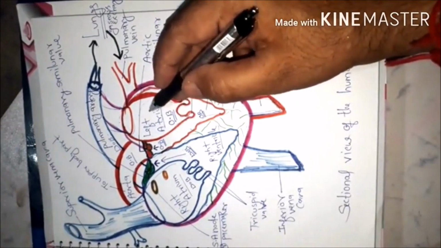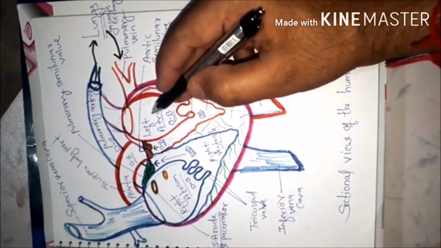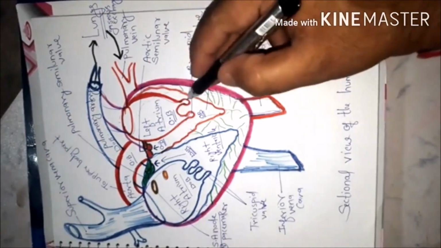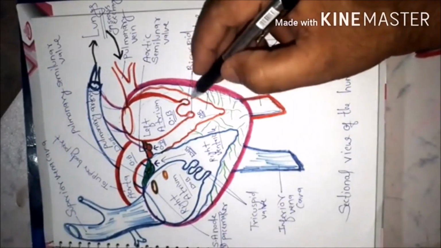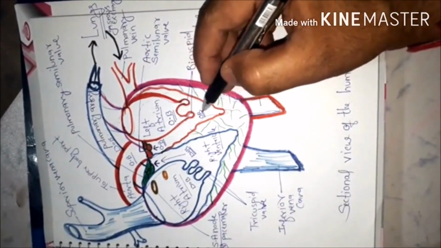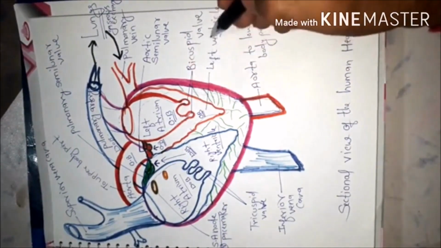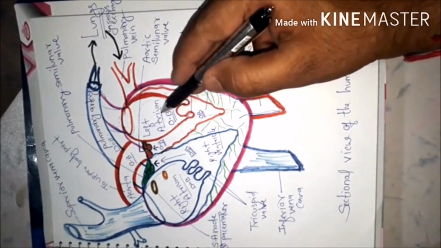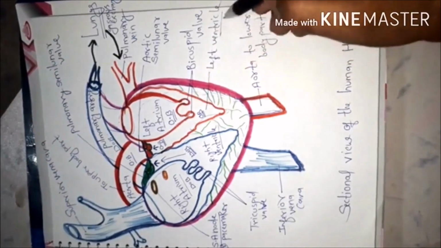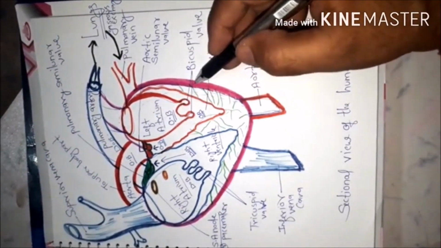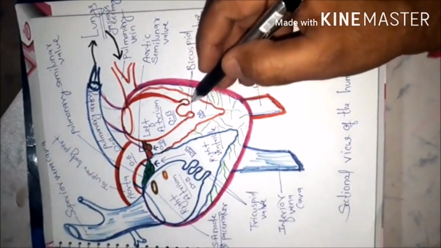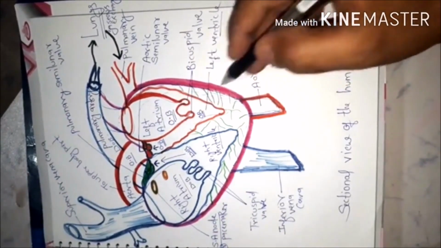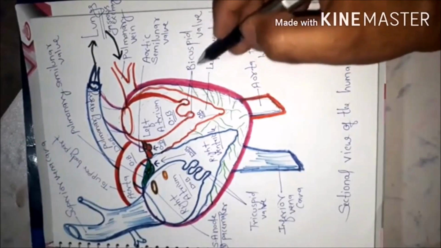Then when oxygenated blood goes into the left atrium by the pulmonary vein, pressure is created, hence this valve, the bicuspid valve, will open and all the oxygenated blood goes into the left ventricle. All the oxygenated blood from the left atrium goes into the left ventricle by the opening of the bicuspid valve. Once again, I am repeating this.